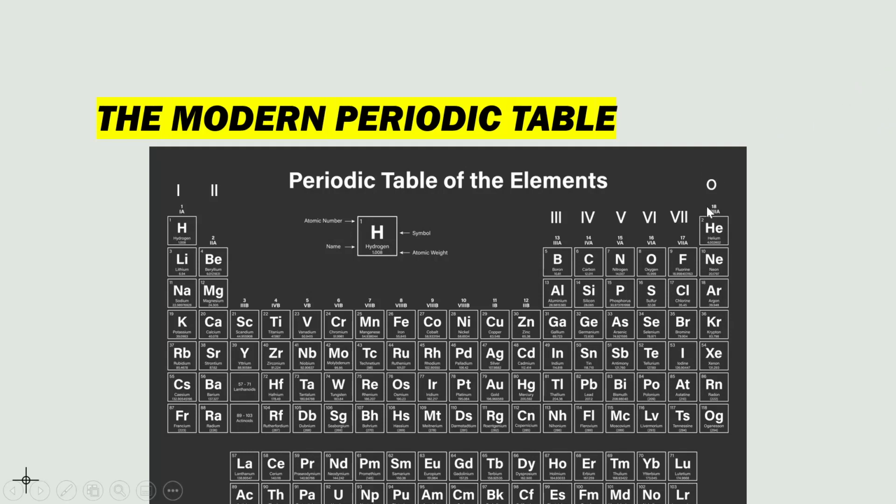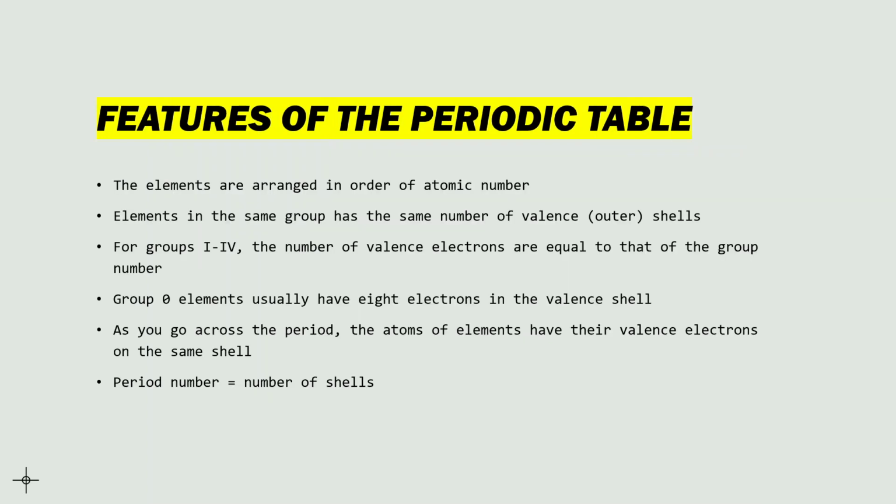And for group 0, all the ones in group 0 usually have 8 electrons in the outer shell. Helium only has 2 electrons, so it has no more than 2 electrons. So this would be the exception. But most of the other ones have 8 in the valence shell. So when you see group 0, just think of it as 8, okay? Group 0, as I said, exactly.